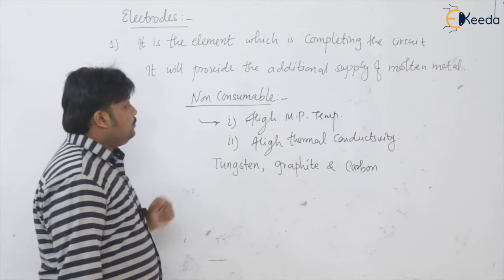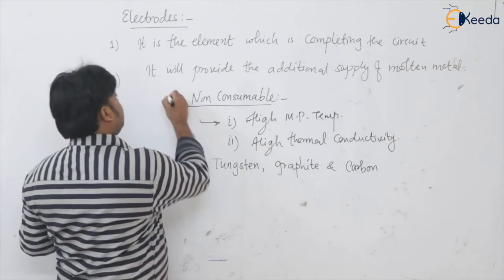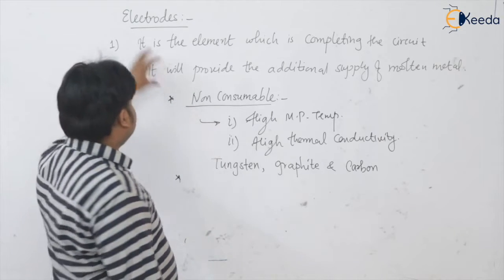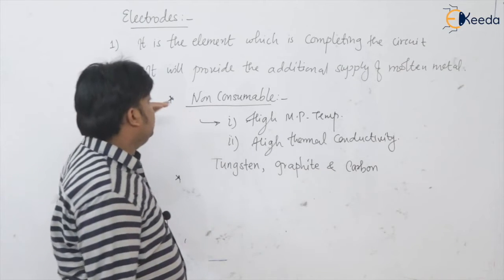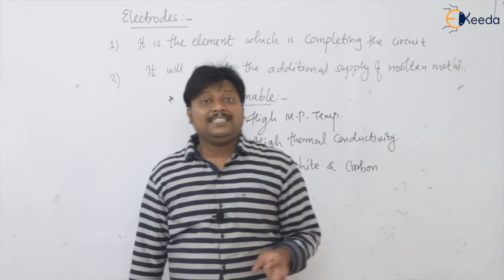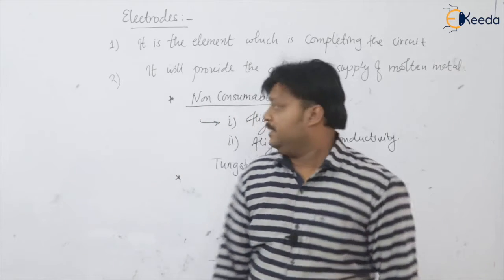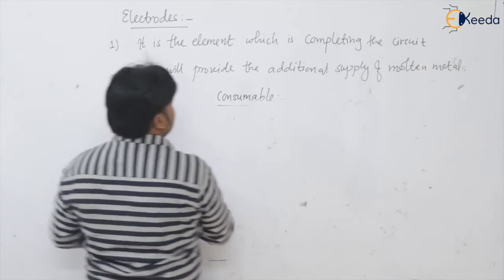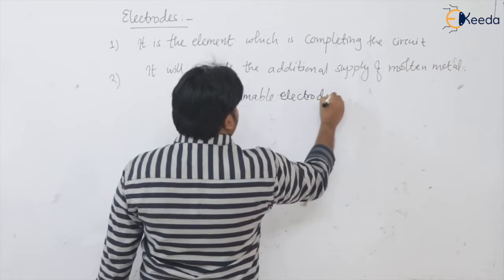Okay, now if this is about the non-consumable electrode, now say your electrode is going to satisfy both these functions, that is, it is going to complete the circuit as well as provide the additional molten metal supply to the weld pool. So this kind of electrode is known as the consumable electrode. Okay, so after non-consumable we have the consumable electrodes.